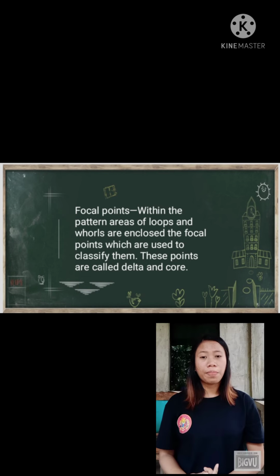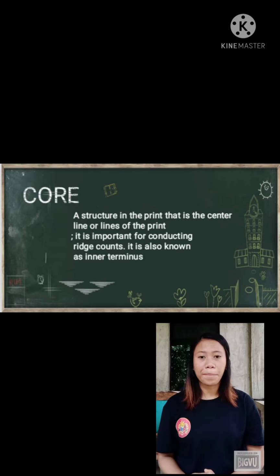And I'm going to present the selection of core and delta in a loop type pattern. To start, focal points within the areas of loops and whirls are enclosed. The focal points, which are used to classify them, are called core and delta. The core is a structure in the print that is in the center line or lines of the print. It is important for conducting ridge counts, and it is also known as the inner terminus.